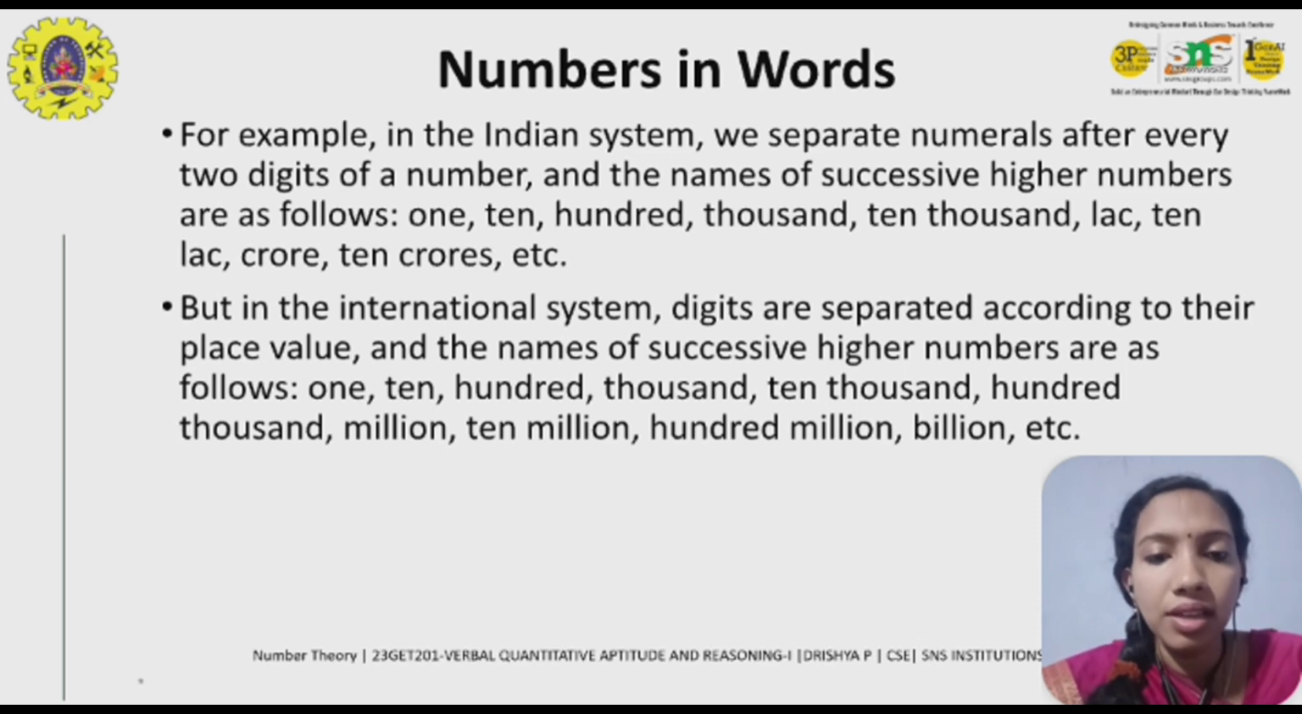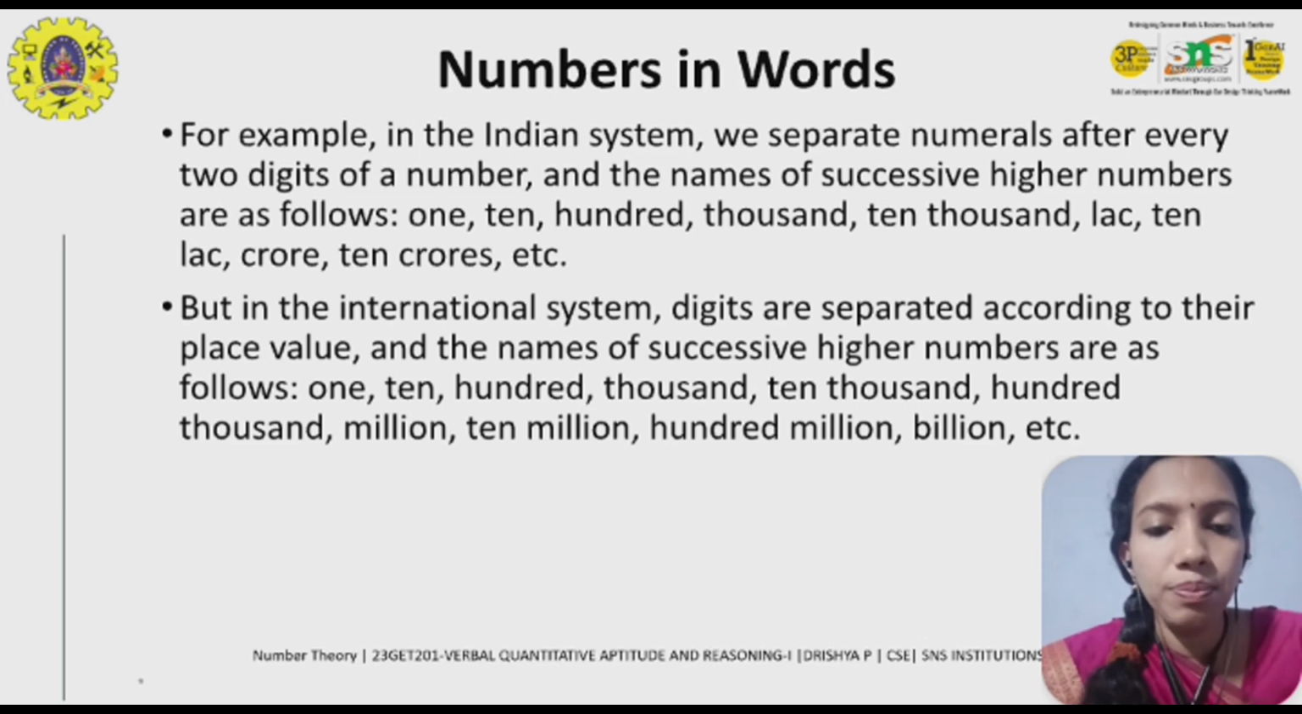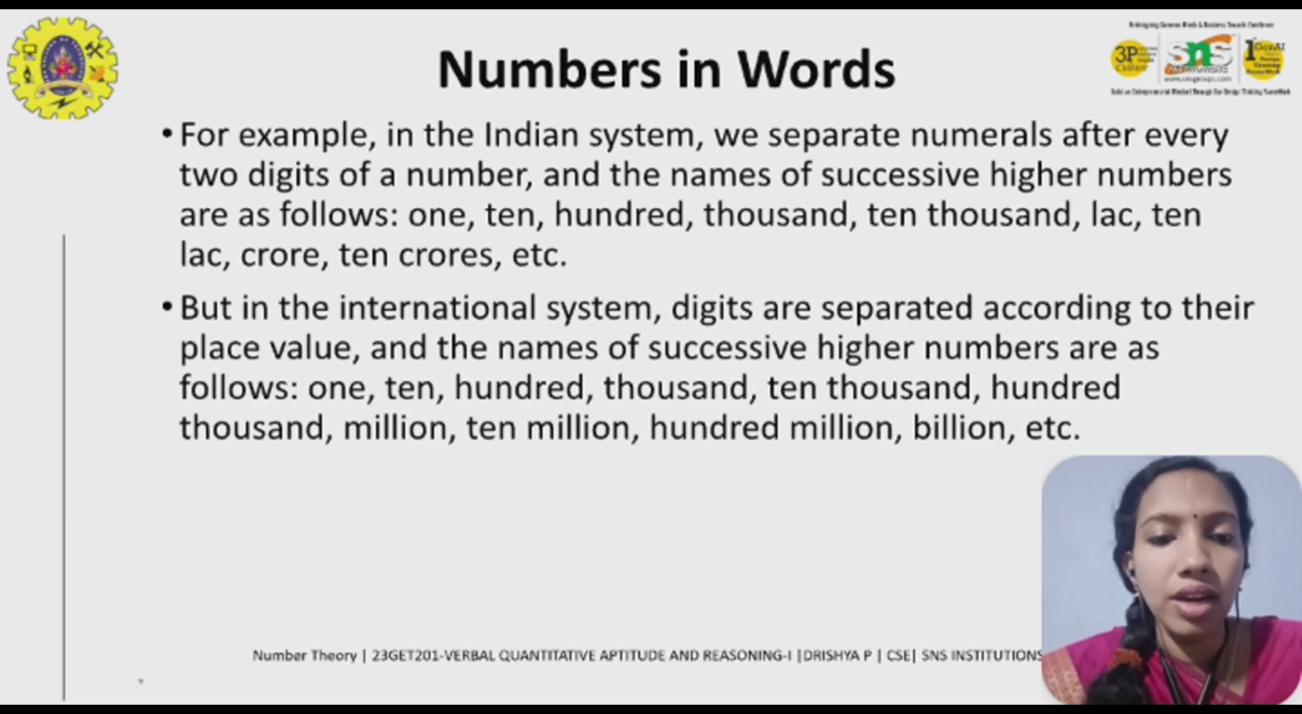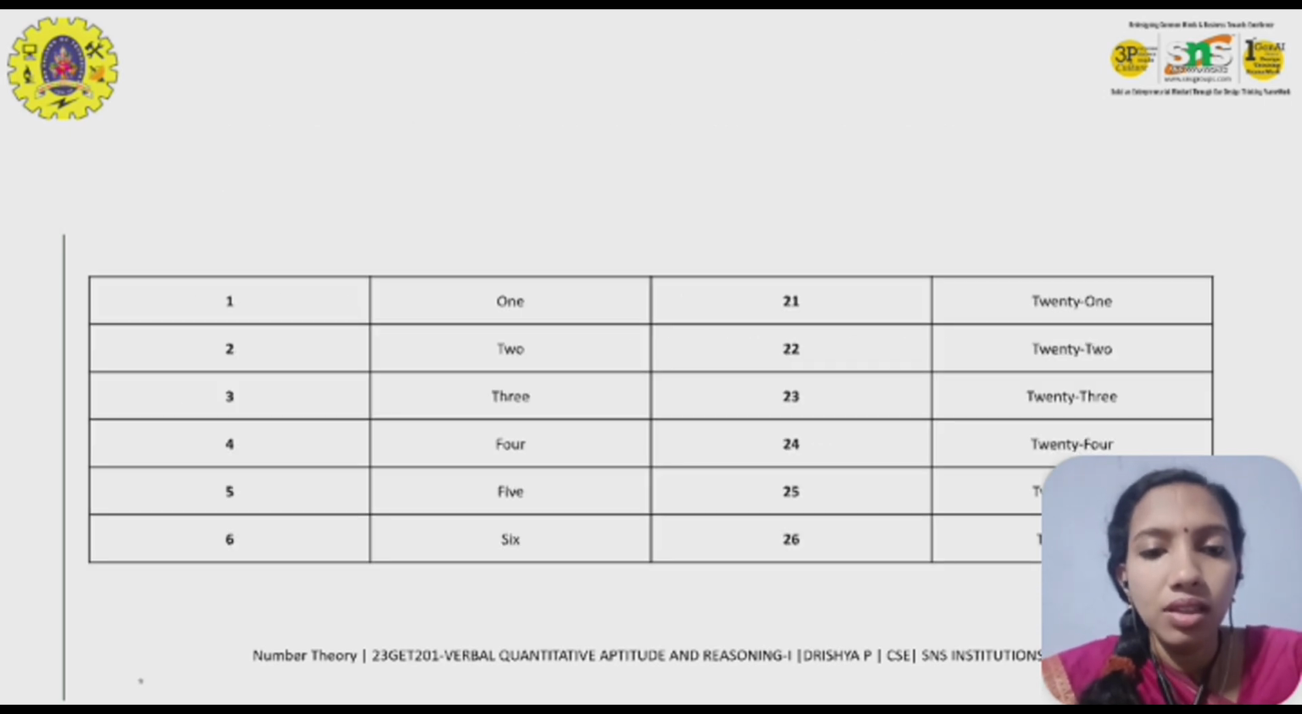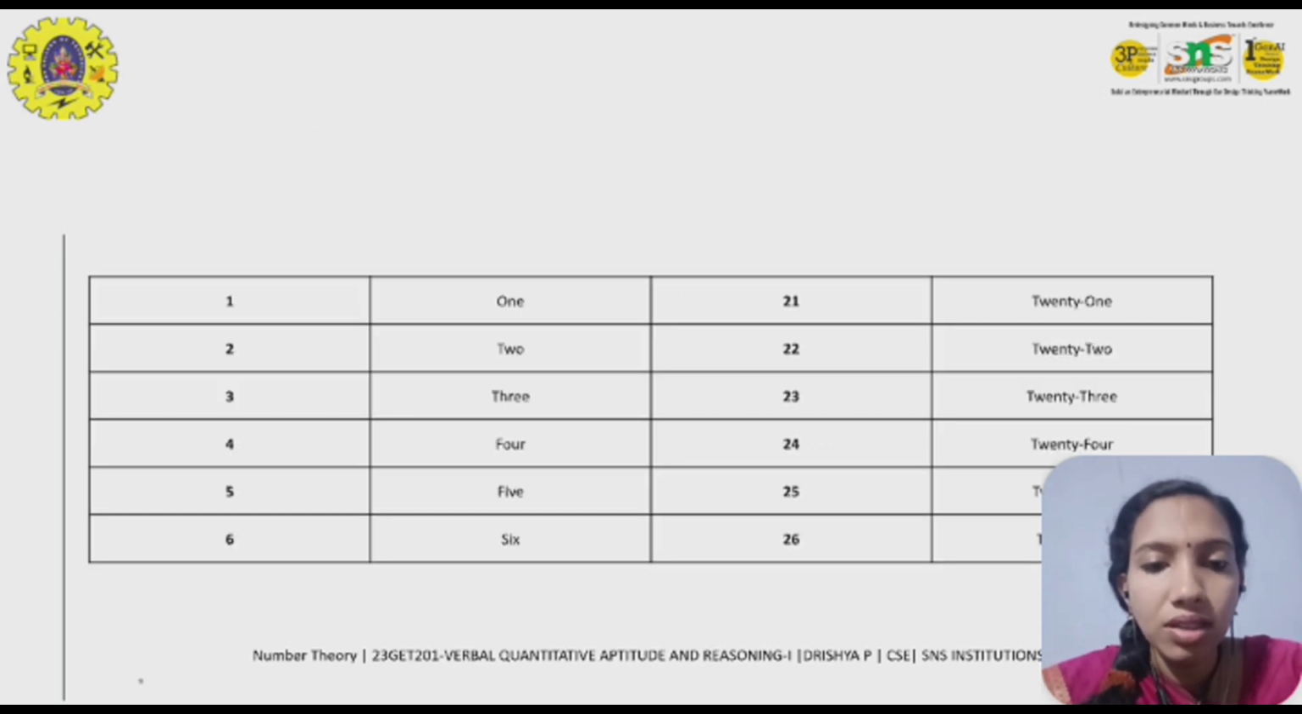But in the international system, digits are represented according to their place value, and the names of successive higher numbers are as follows: 1, 10, 100, 1000, etc., million, trillion. Are all of you familiar with this? Here one is represented in words as ONE. Then 21 is TWENTY ONE. This is the example of numbers represented in words.